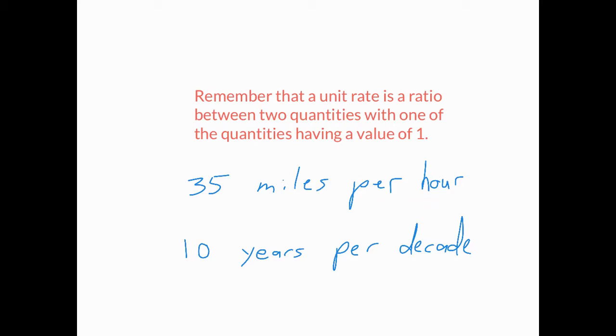And the unit rate 10 years per decade means that there are 10 years for every 1 decade. That's what a decade is, 10 years. So 1 decade equals 10 years.